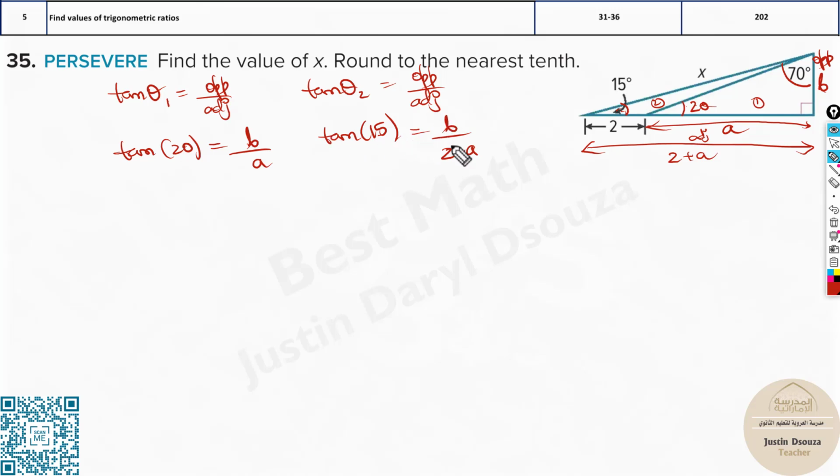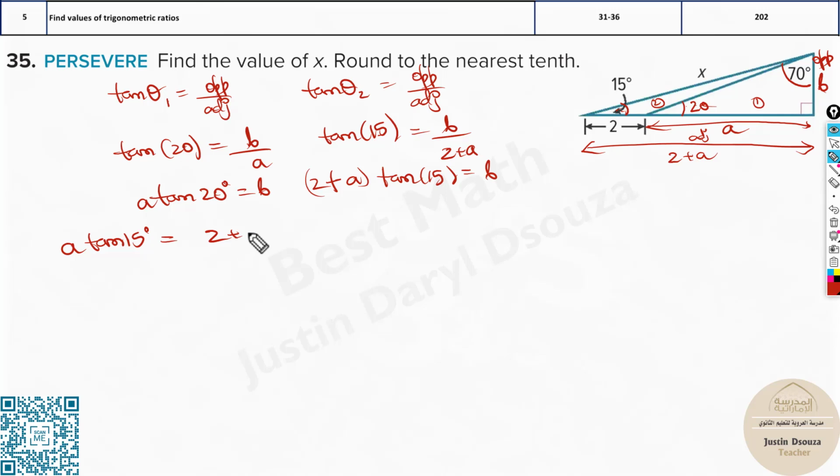Now let's write both of these in terms of B. So I'll take this A to the other side. A into tan 20 degrees will be equal to B, whereas 2 plus A multiplied with tan 15 is also B. Can I equate B and B? Because B is literally the same side. So I can equate these both. So from here, I can get A tan 20 degrees is equal to 2 plus A times tan 15 degrees.